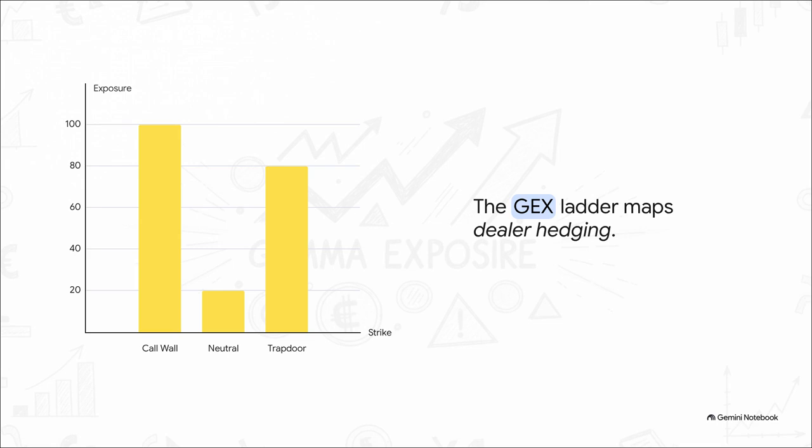Honestly, think of this as your real-time topological map of market friction and acceleration. You have to remember, dealers don't have opinions, right? They just have inventory. And the bars on this chart represent the forced, predictable flow of their hedging. When you look at this ladder, you aren't looking at some standard support and resistance based on past price history. You're looking at the live mechanical forces that are going to actively push against the market or accelerate it today.